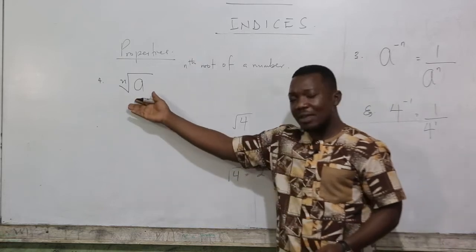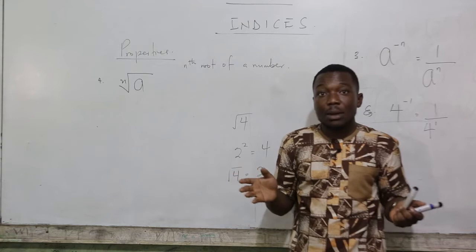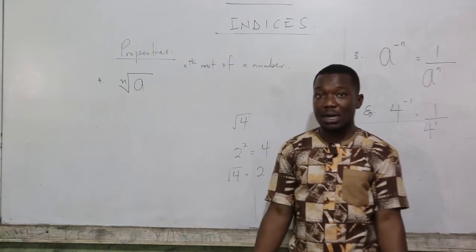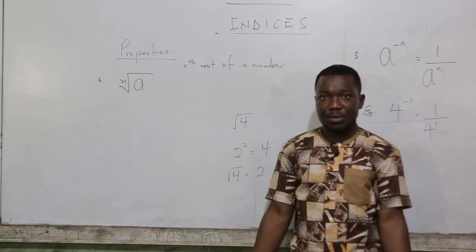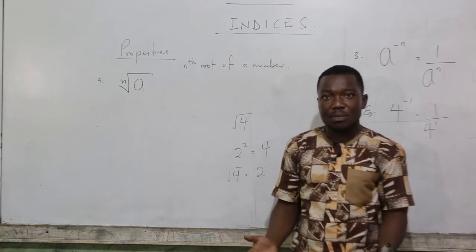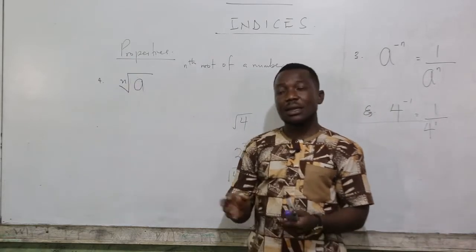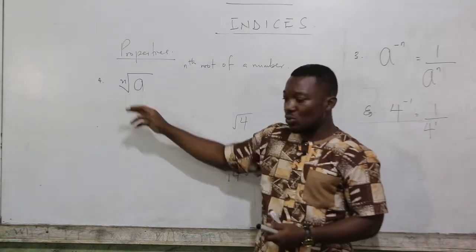So where does this nth root come from? In math, we have so many roots. The most popular that you get to know at this level is the square root. But today we are going to introduce you to other roots. Now, square root means that where the n is written is supposed to be 2.